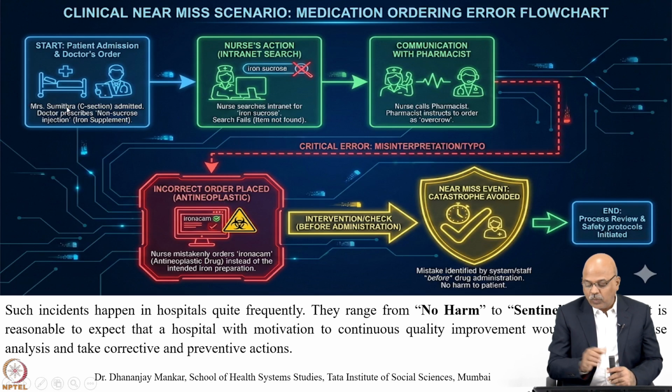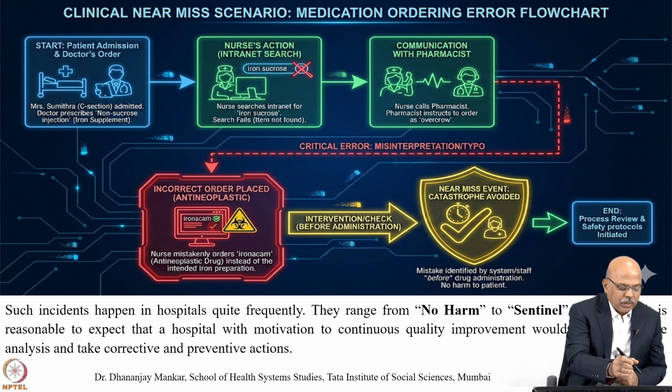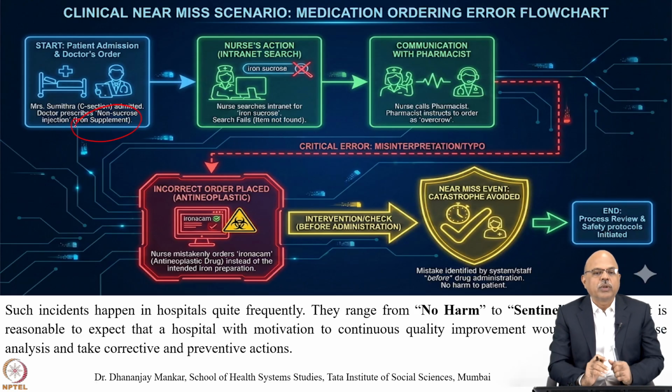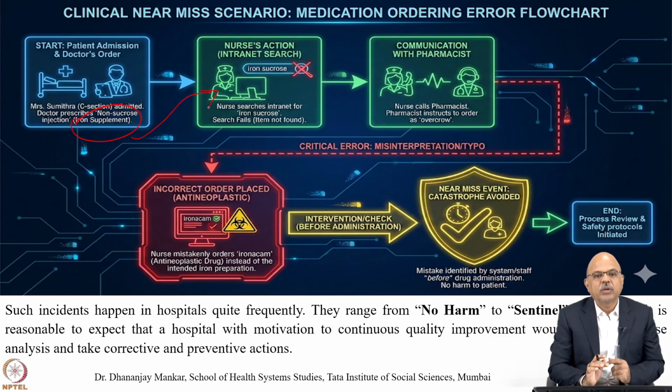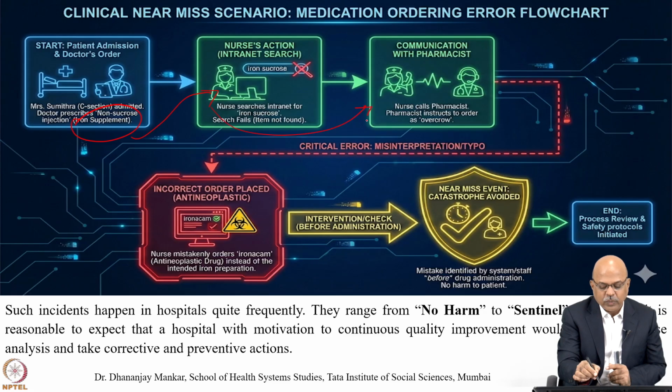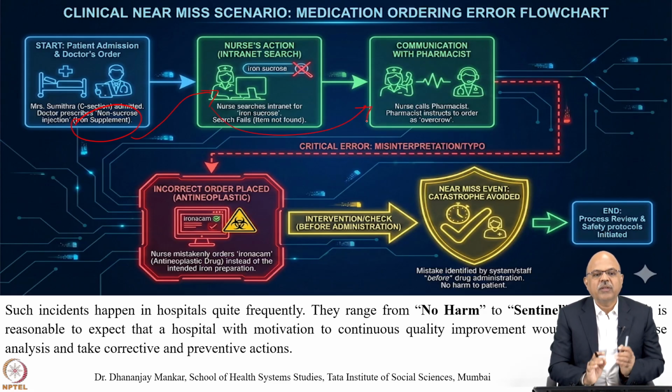The patient was expecting an iron supplement, and if the patient had received it, it would have gone with a proper treatment. But here the problem is that the nurse searched for something very different and interpreted something very different to the pharmacist. The pharmacist then took an action on the basis of what the nurse had understood in a wrong way.